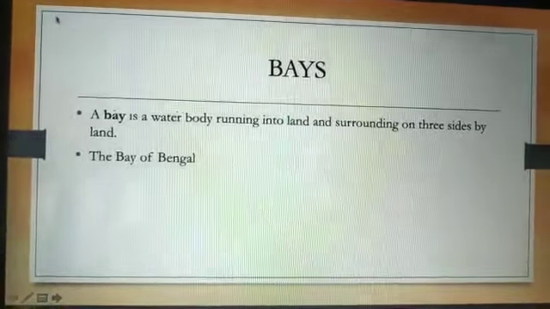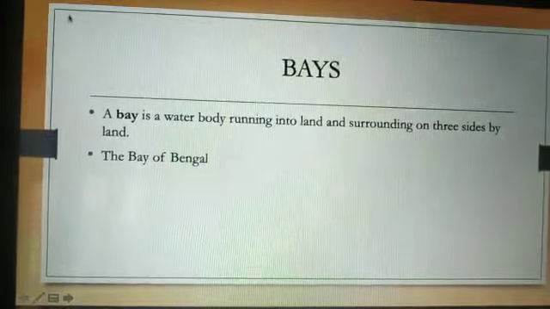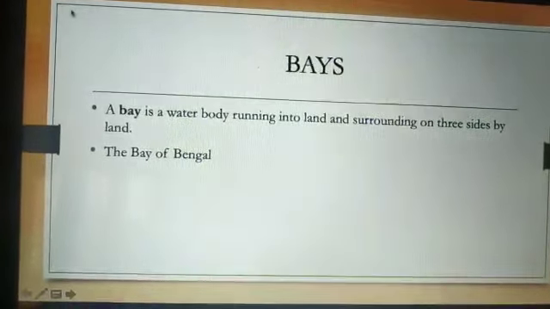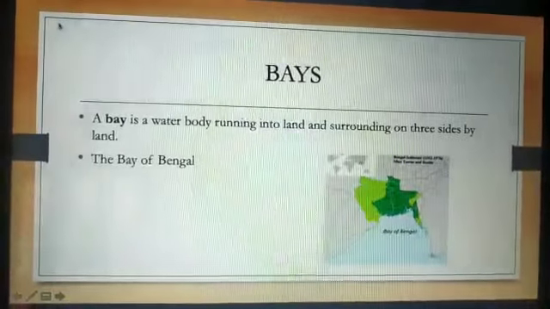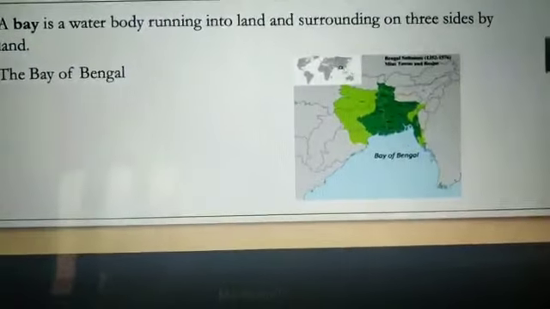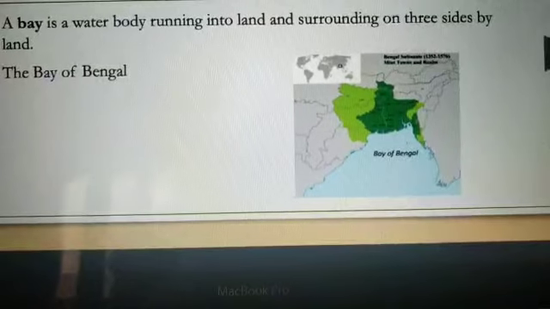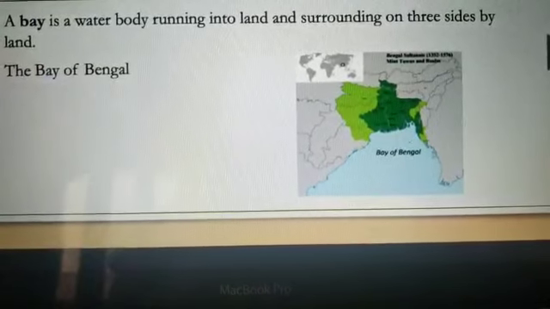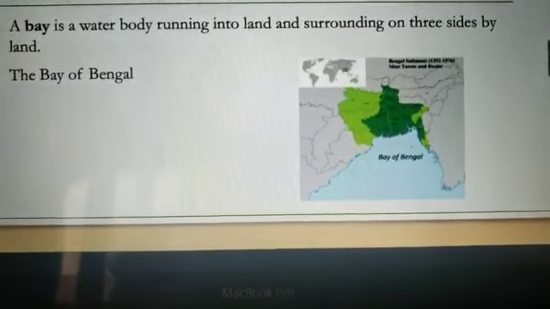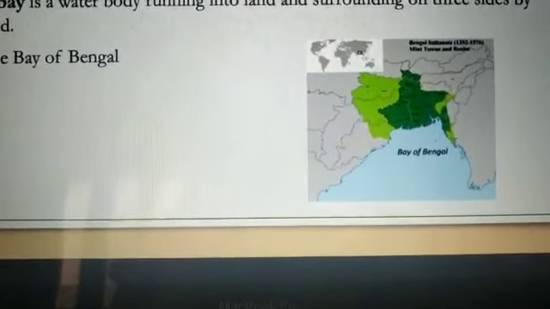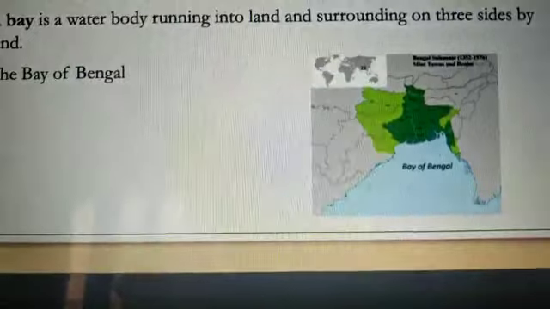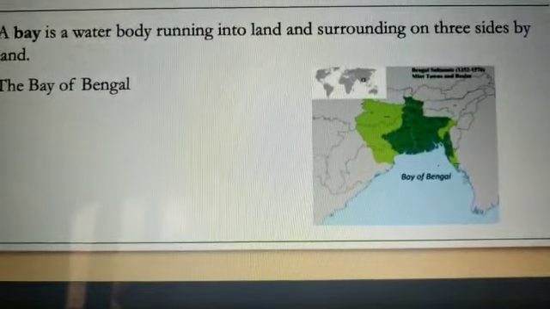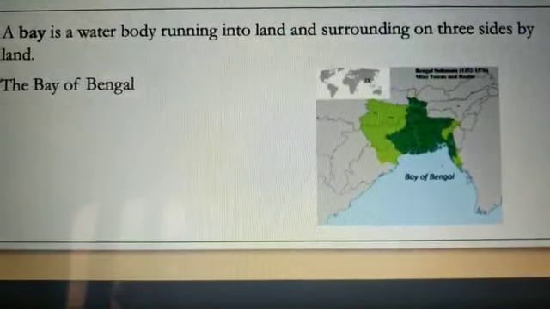Example, Bay of Bengal. In Hindi we call bay as khadi. The Bay of Bengal, Bengal ki khadi. Right? Look at the picture. This whole water body is surrounded by land on three sides. The major part is covered by land.